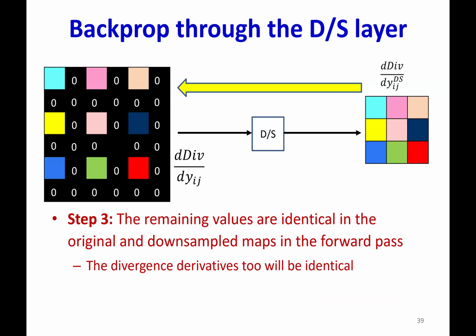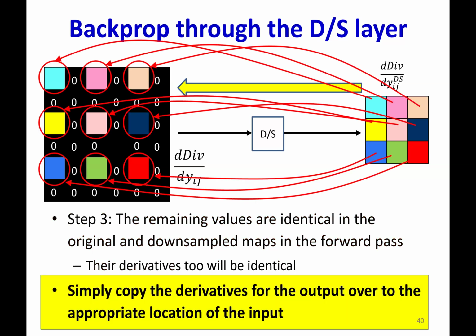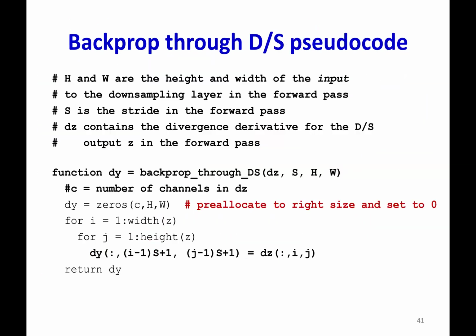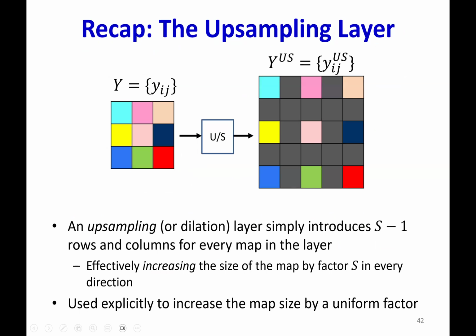What is this operation? This back propagation through a downsampling layer. What is this operation? It's upsampling. So back propagation through a downsampling layer is upsampling. Fantastic. Now we just copy these things over. So simple. Now, if I write code for it, basically I allocate some variable, a derivative map the size of the input, and then copy the appropriate elements over. Now, what about upsampling? What did we do in upsampling?